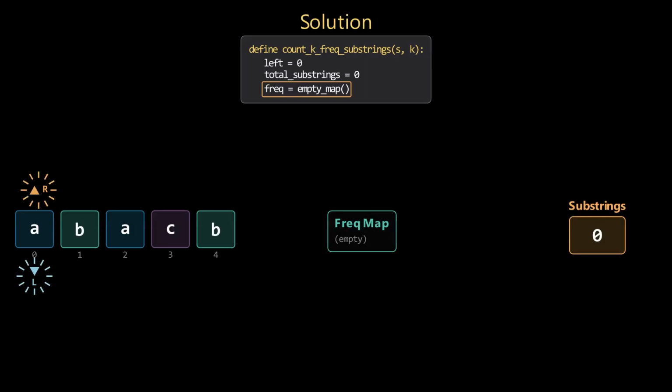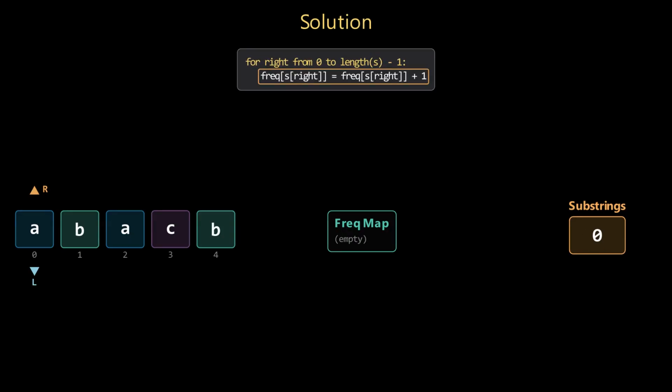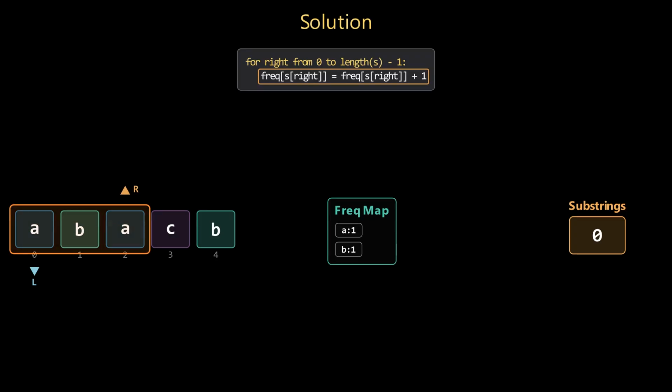We kick off by pinning left and right at index 0, with an empty frequency map and our substring total at 0. The right pointer sweeps forward, logging each letter into the map. At index 2 we pick up a second A, the count hits 2 and we have our first matching window.